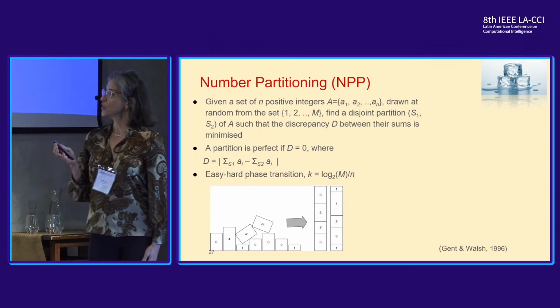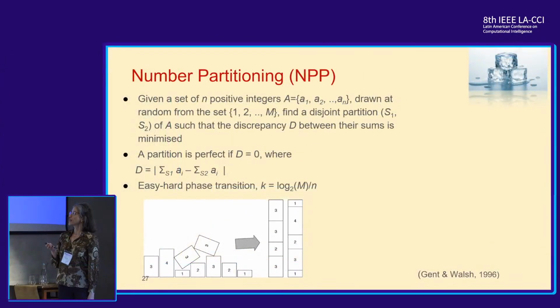So I will illustrate how we do the sampling. What I decided to do is to explain in more detail one particular example of local optima networks, which is the number partitioning problem. The number partitioning problem is NP-hard, but it's not that difficult compared to other problems. And the nice thing about it is that it has what is called a phase transition.